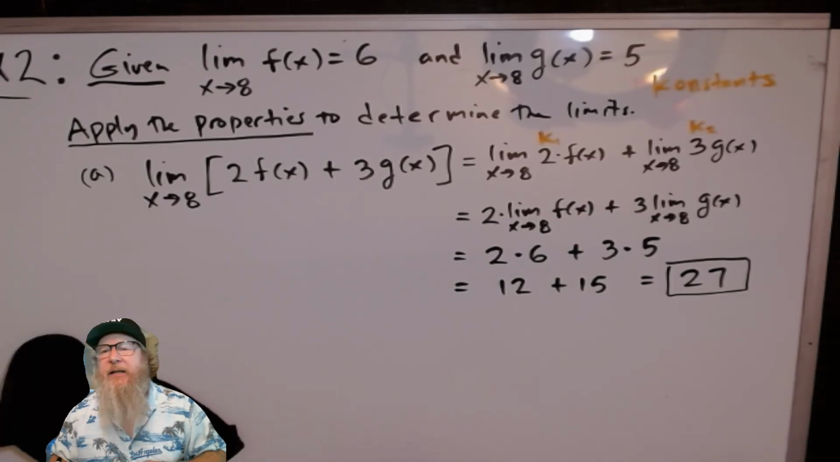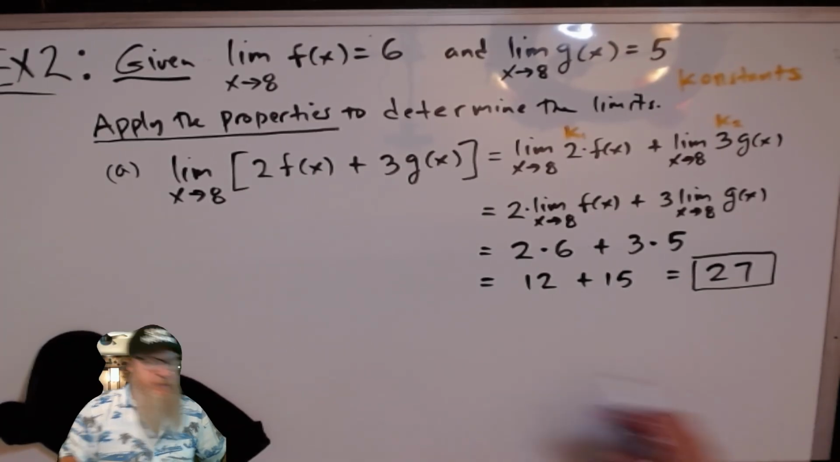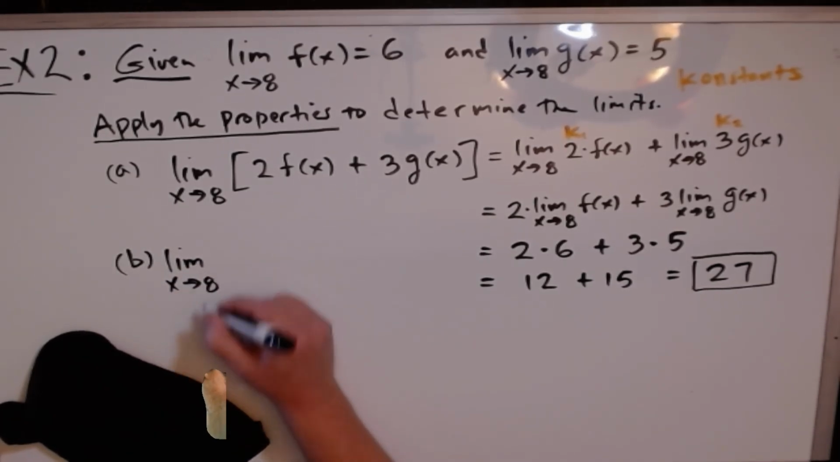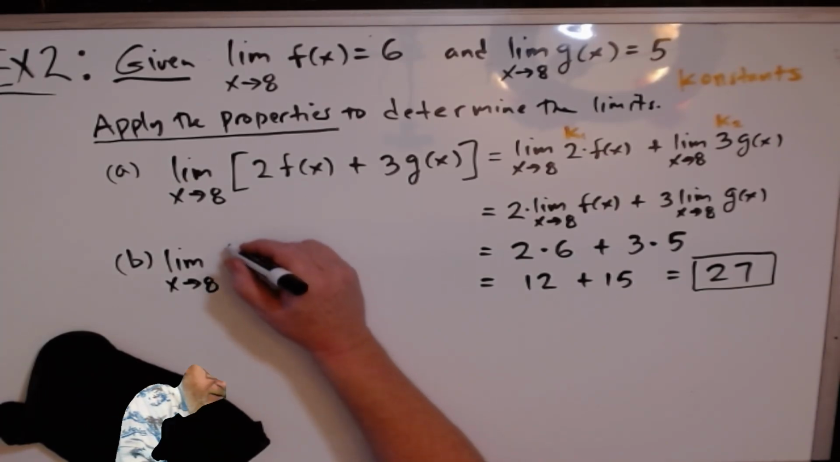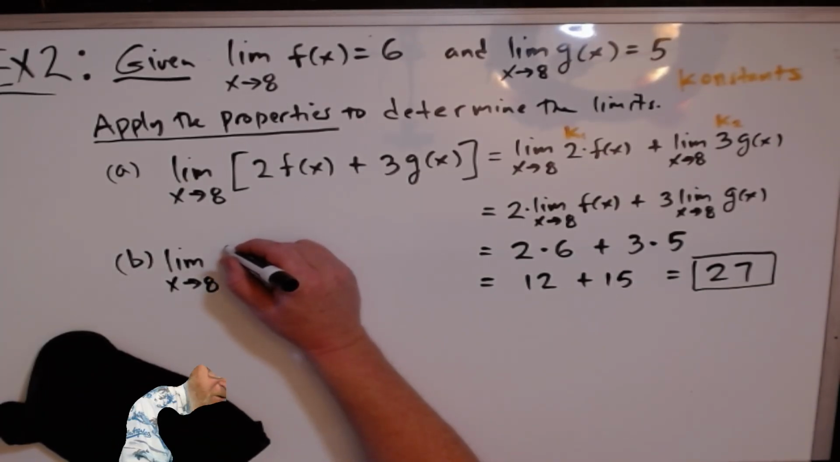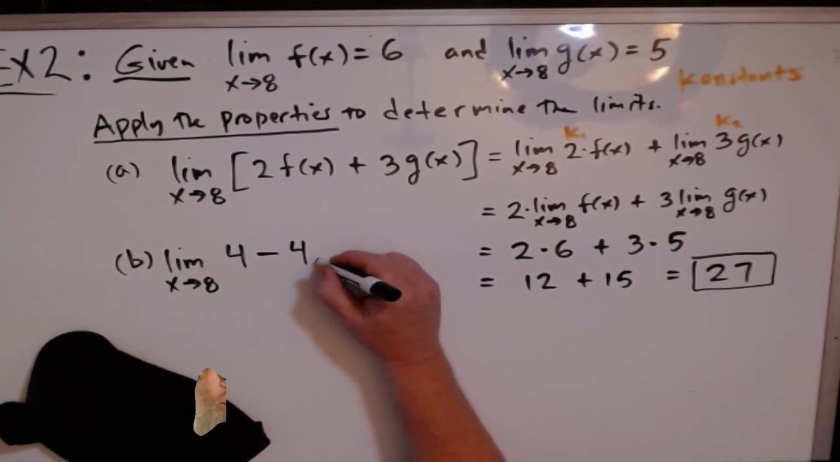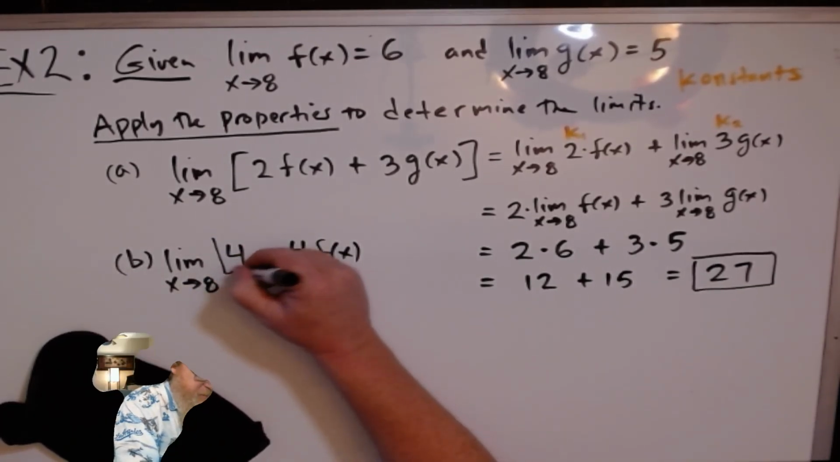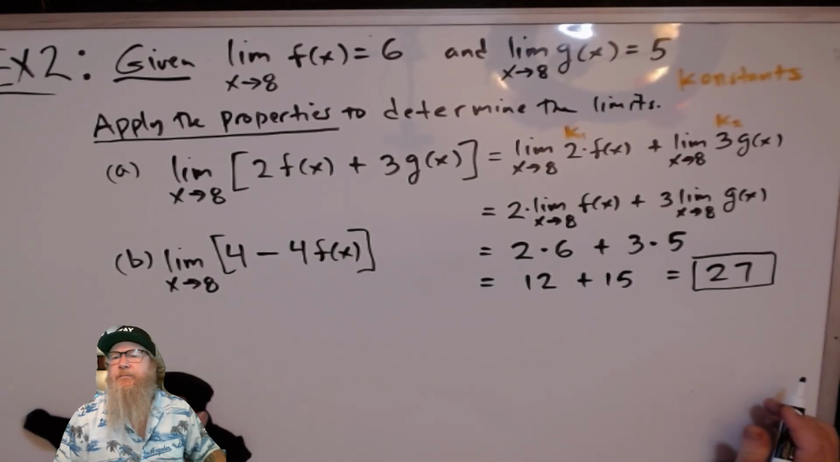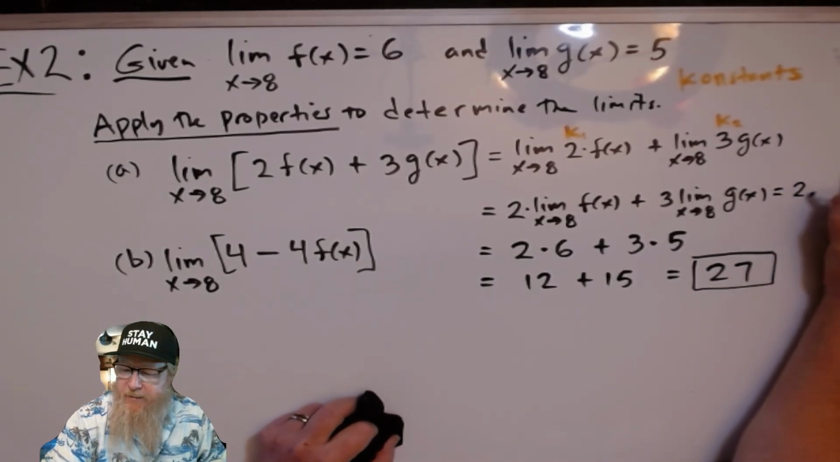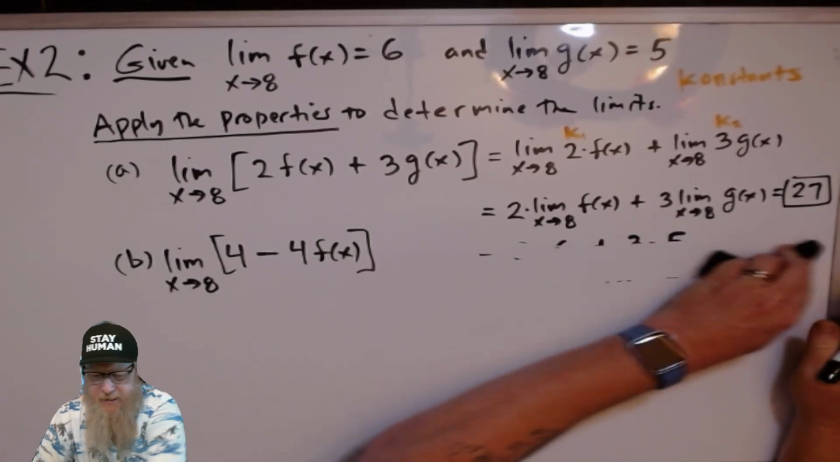That's A. Do I have room for a B? Probably. How about the limit of 4 minus 4 f of x. All right. I'm going to need to borrow this space here, so let's just put the answer over here so I can have this space back.